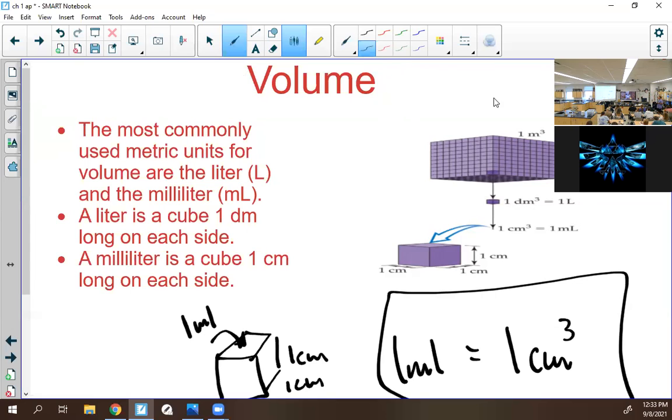You'll need to be able to convert from a liter to a milliliter and vice versa all year long. That's coming up in chapter 4, so we'll focus on it when we're in chapter 4. But you either move it 3 left or 3 right. This is usually not something you struggle with. Just know that it's coming.